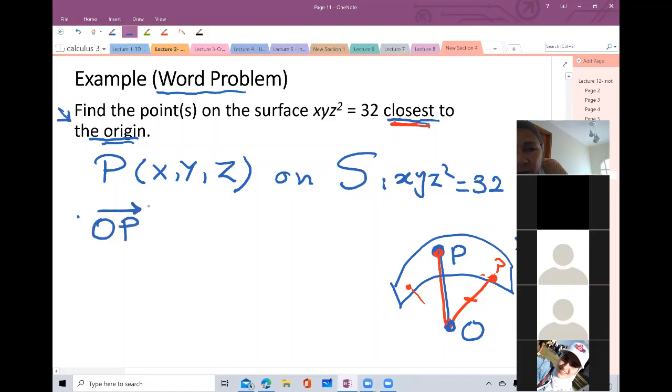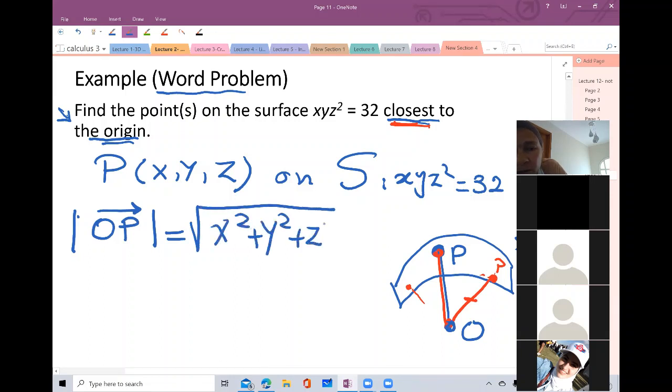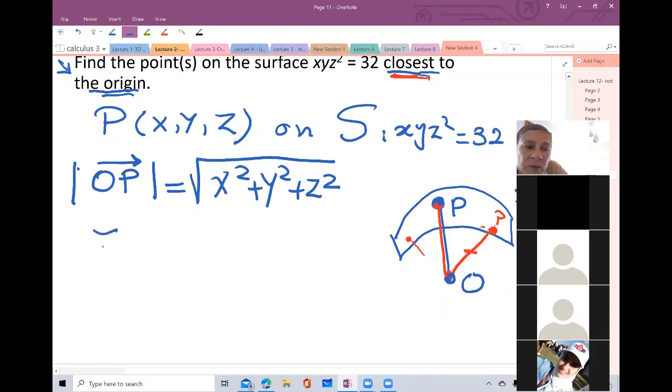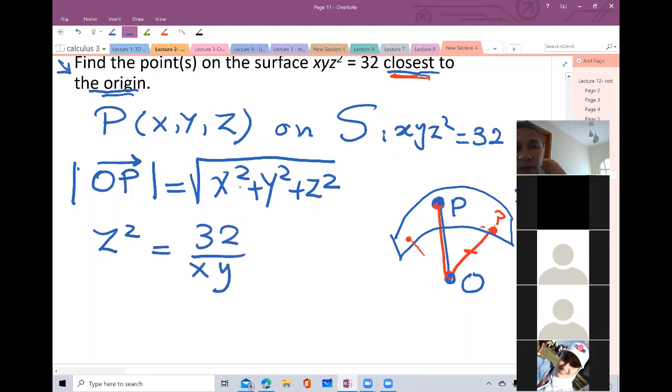As if I'm translating this problem, I'm looking for the distance from the origin to the point, which is known: the square root of x squared plus y squared plus z squared. So I'm starting to get to something, right? What about my z squared? The point satisfies the surface equation, so z squared is 32 over xy. So I want to minimize, or find the minimum value of, this distance such that z squared is equal to 32 over xy. This is the first step.